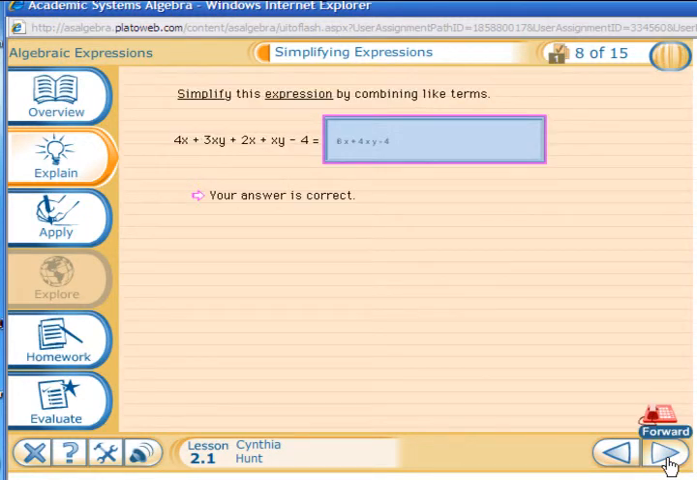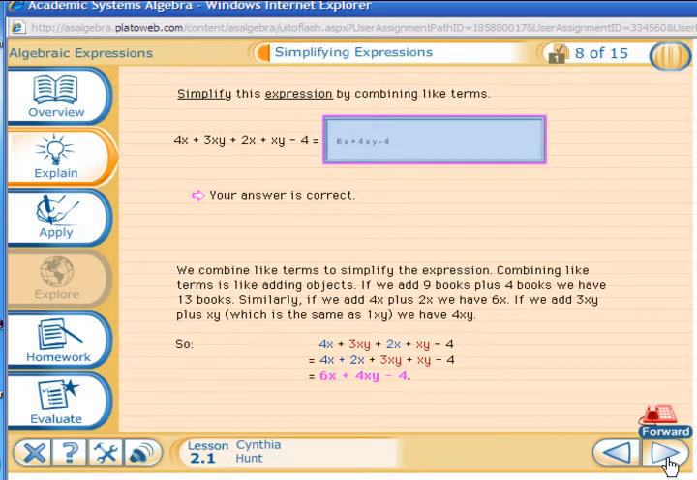Your answer is correct. We combine like terms to simplify the expression. Combining like terms is like adding objects. If we add 9 books plus 4 books, we have 13 books. Similarly, if we add 4x plus 2x, we have 6x. If we add 3xy plus xy, which is the same as 1xy, we have 4xy.